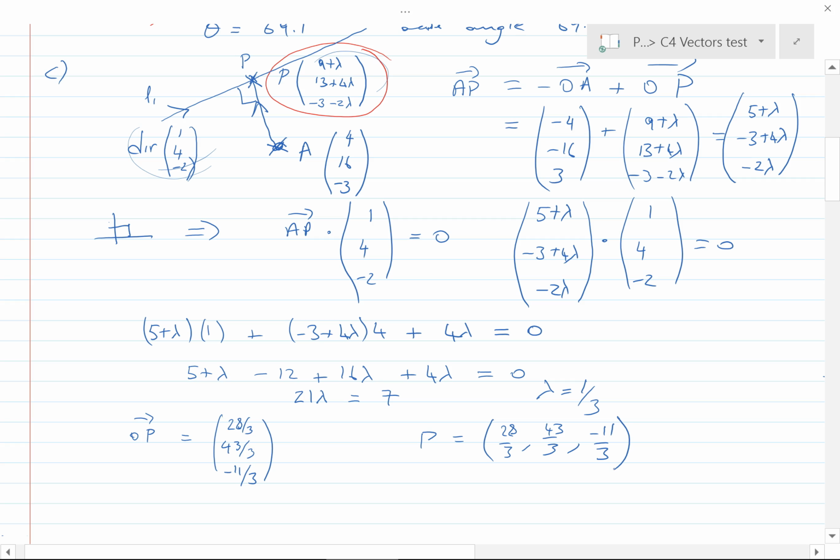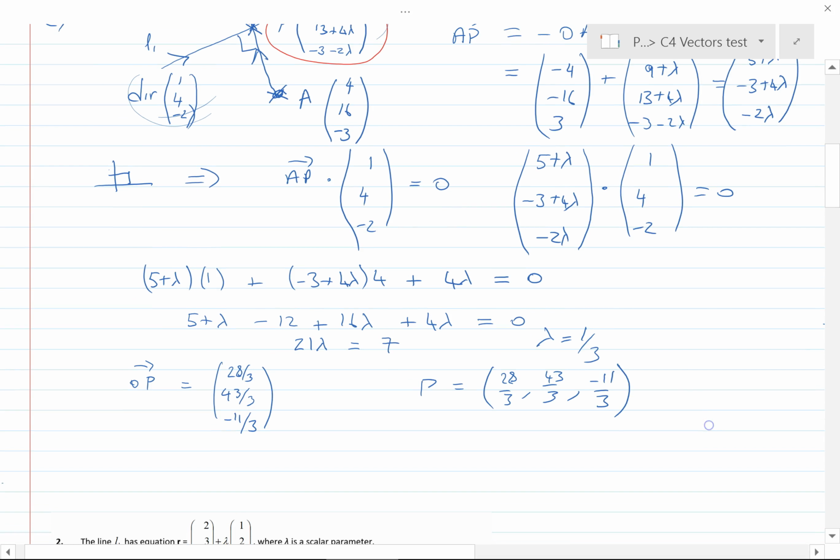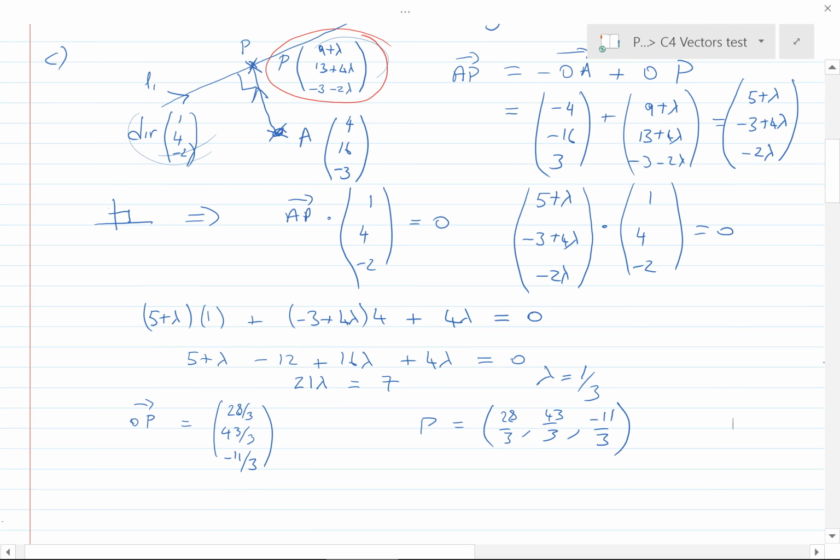Okay, so that's the first vectors question done. I'm going to follow up with another couple of vectors questions shortly, but I'll upload this one now. I think the next one will be coming relatively shortly.